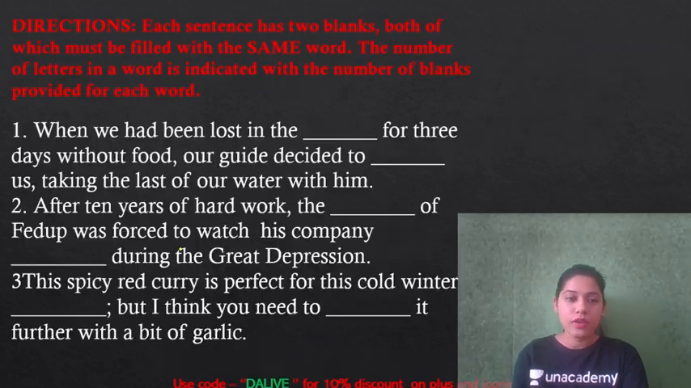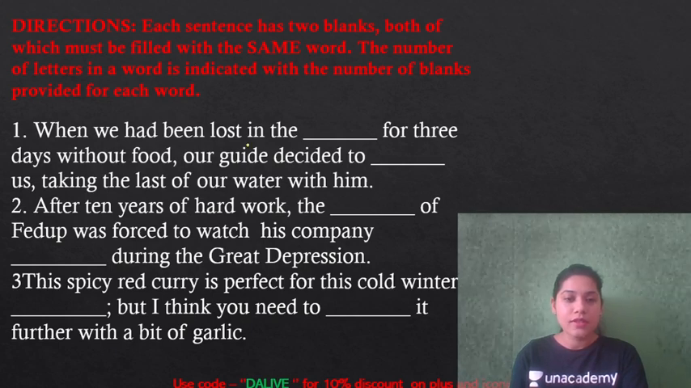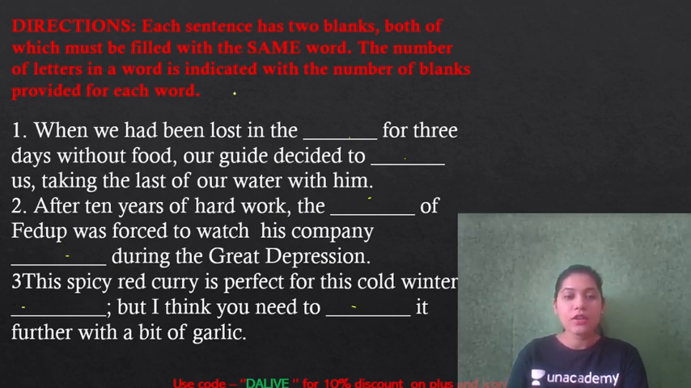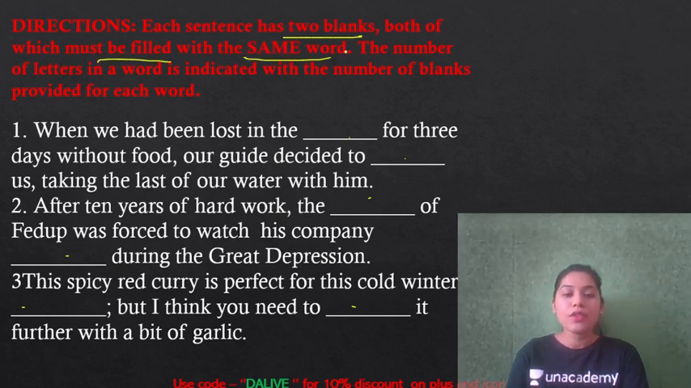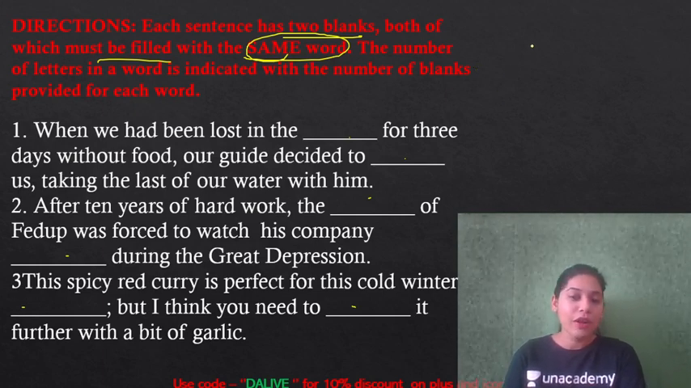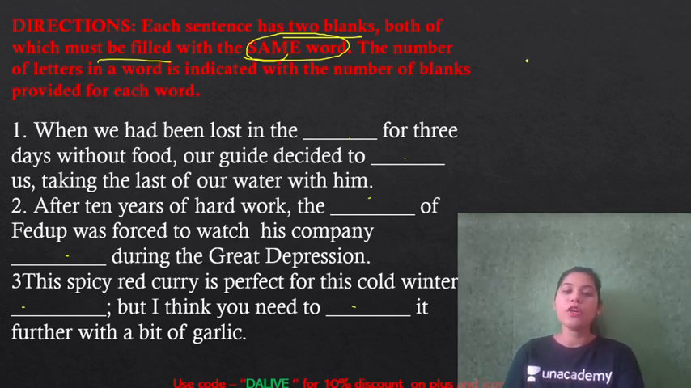So let's go ahead to the questions. Now this is going to be a very interesting exercise, everyone. Here every question has two blanks, as you can see. This one, and again question number three, two blanks. The directions are that both the blanks must be filled with the same word. But a word may have primary as well as secondary meaning. So here we are learning both.